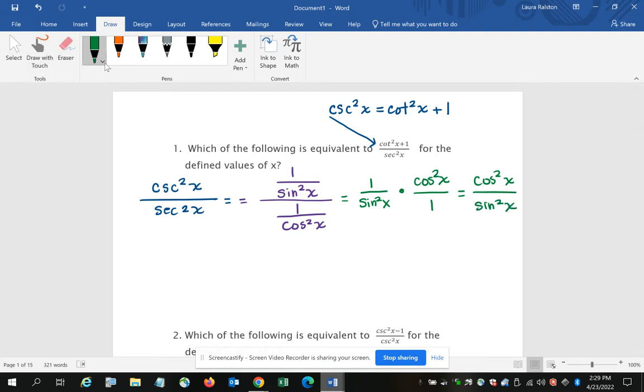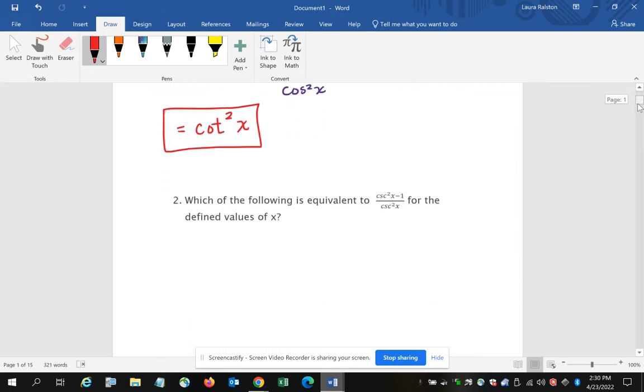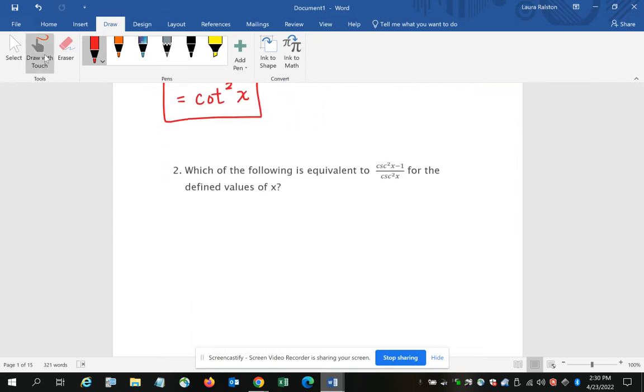If you'll recall, with the quotient identity, cosine over sine is cotangent, so it would be cotangent squared. So cotangent squared x plus 1 divided by secant squared simplifies to cotangent squared x, which would be much easier to deal with if I needed to take the derivative or find the integral of that trigonometric function as we move into calculus.